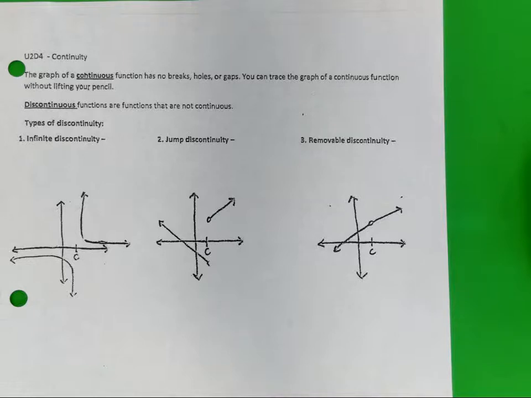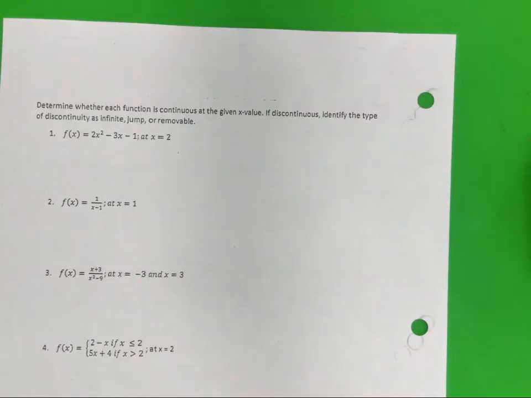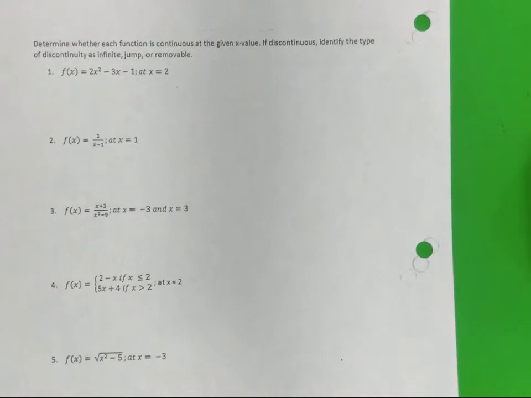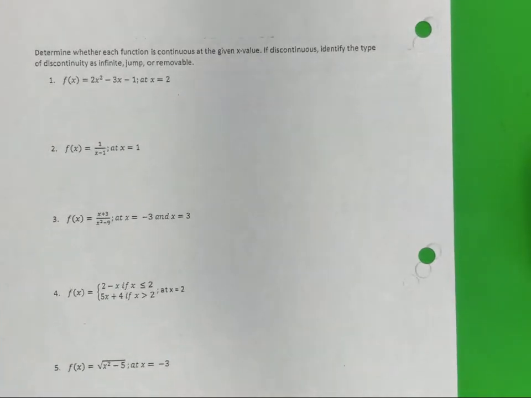Removable means there's a hole. There's a removed part from that function. Infinite means there's an asymptote, and asymptotes go on infinitely forever, don't they? That's why it's called infinite. We're going to be using these terms throughout this year. On the back, we have 7 examples today, and then you're going to do your homework and call it a day.